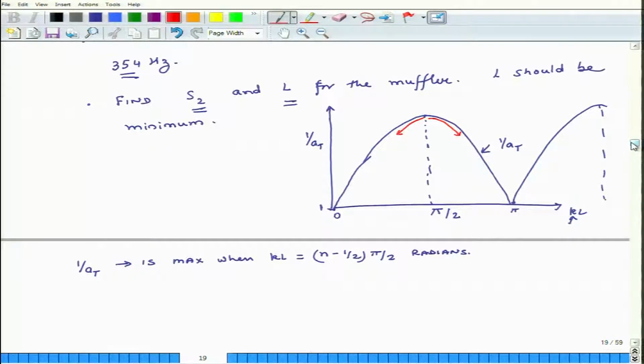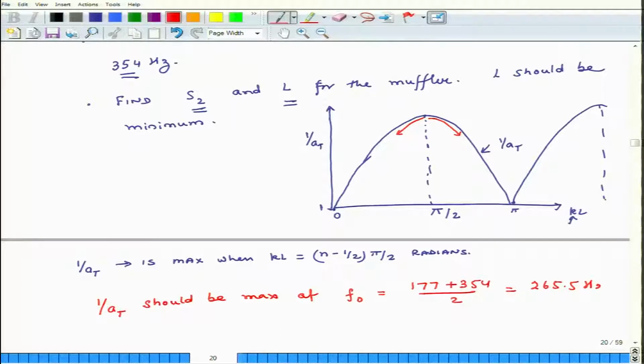So, I can interpret this data in a way that my parameter 1 over AT should be maximum at the middle of this operating band. So, I will say that F naught should be equal to (177 plus 354) divided by 2, and that is equal to 265.5 hertz. So, that should be equal to 265.5 hertz.